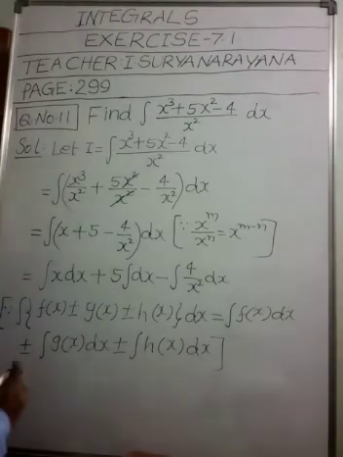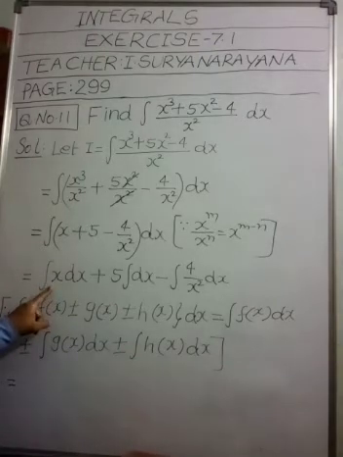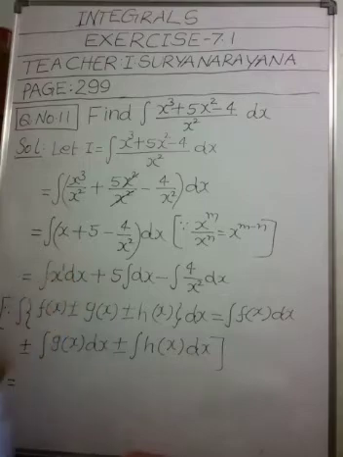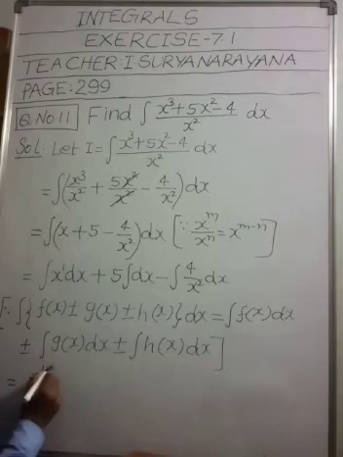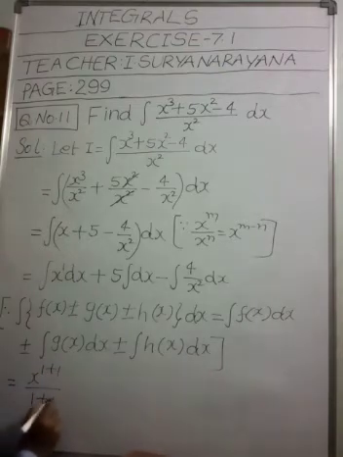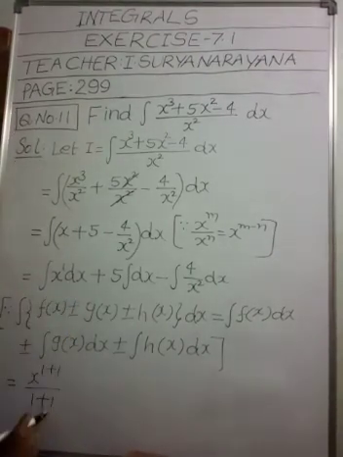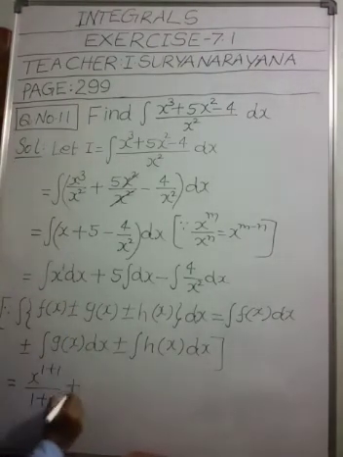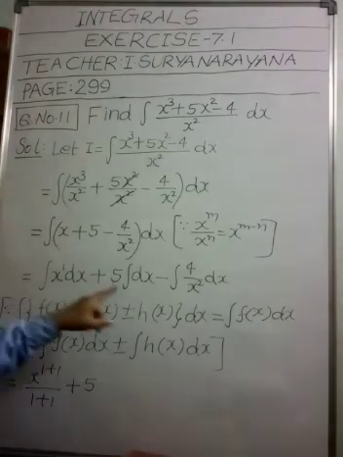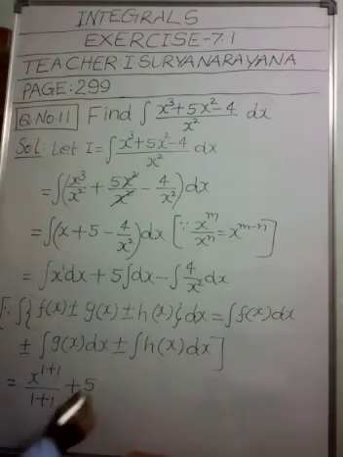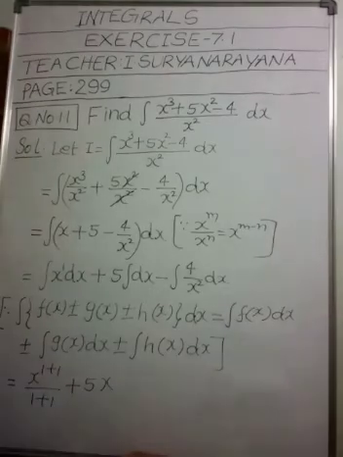That is equal to, if you observe the first term, what is the suitable formula? Integral x power n. Very good. So x power 1 plus 1 by 1 plus 1. Understood this first term, my children? Plus 5. This is a direct formula. Integral dx value is x only. Understood the second term?